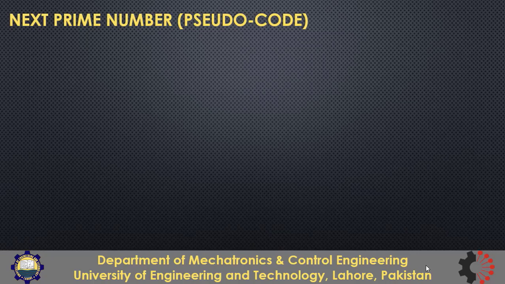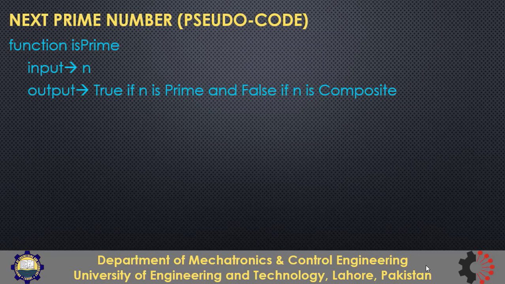So what you can do is, because you have to deal with the prime numbers, you can create a function with the name isPrime. It would have one input, for example n, and the output would be true if the n is prime number, and the output will be false if the n is a composite number or not a prime number. By the way, we have created this function previously.